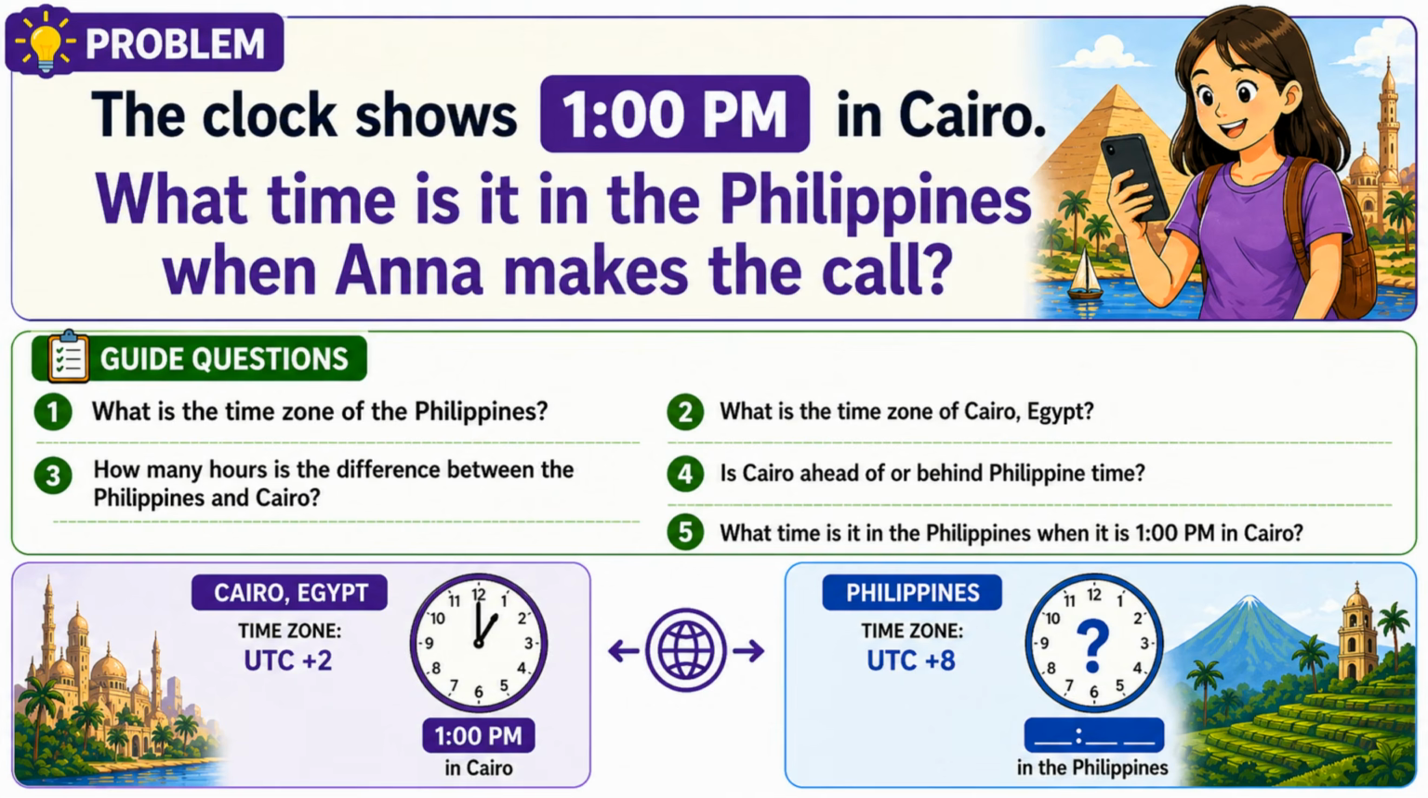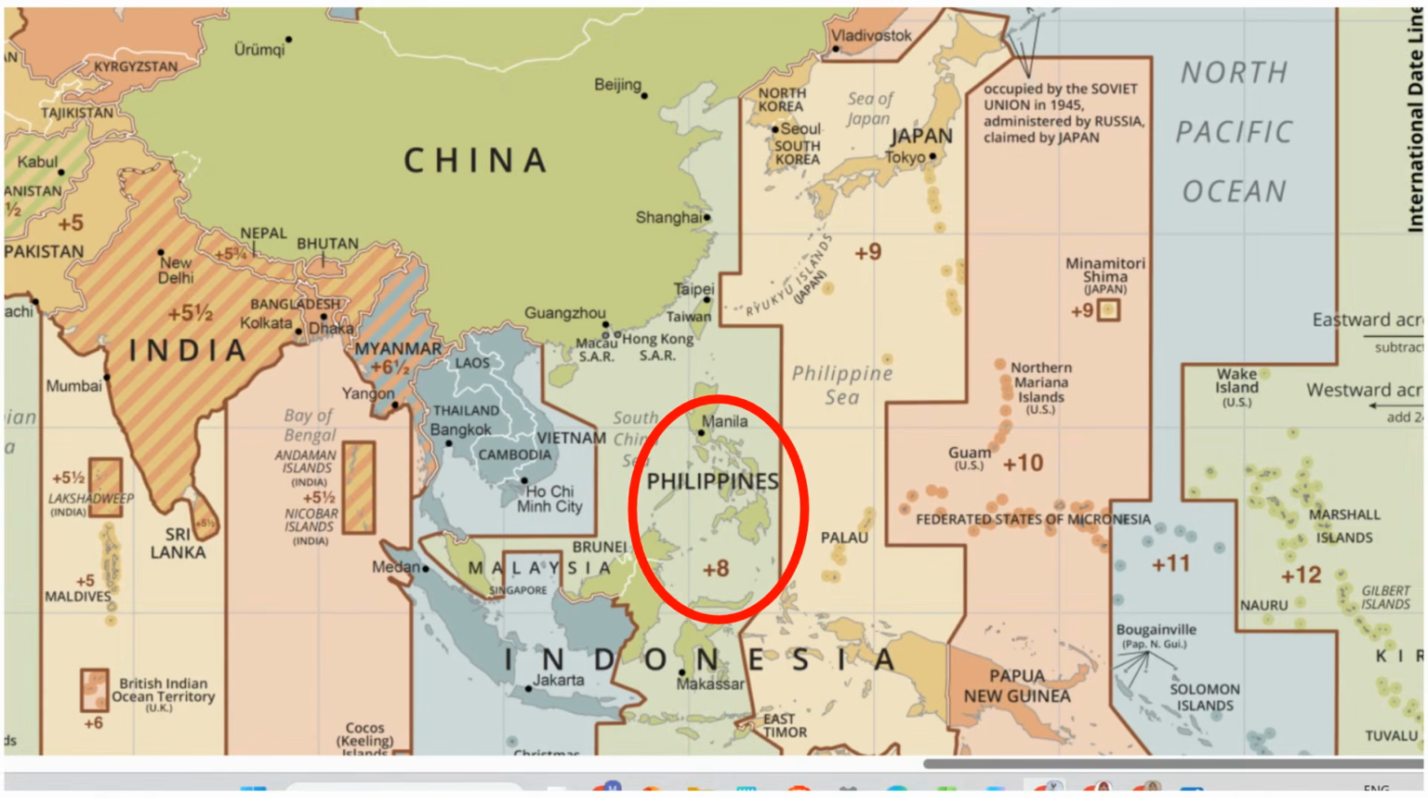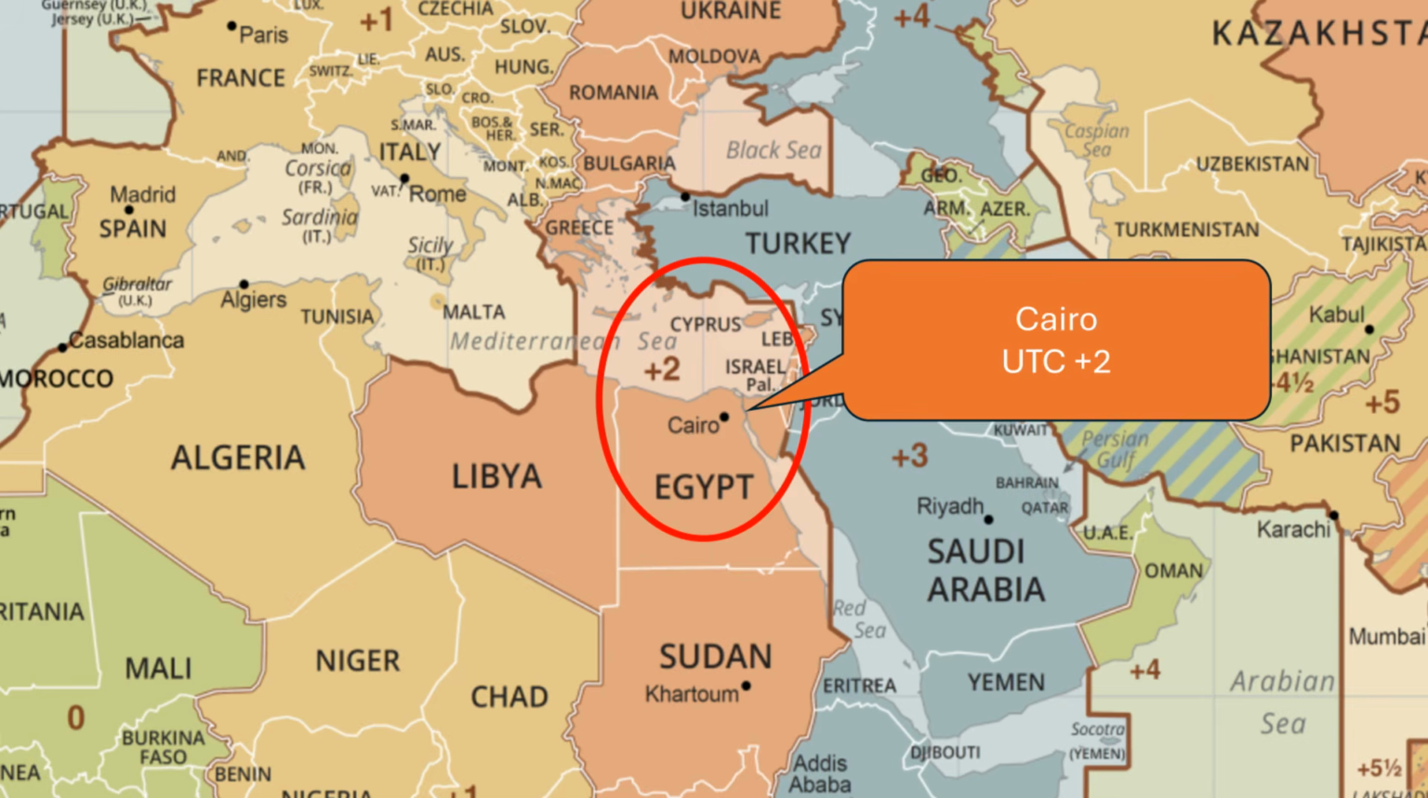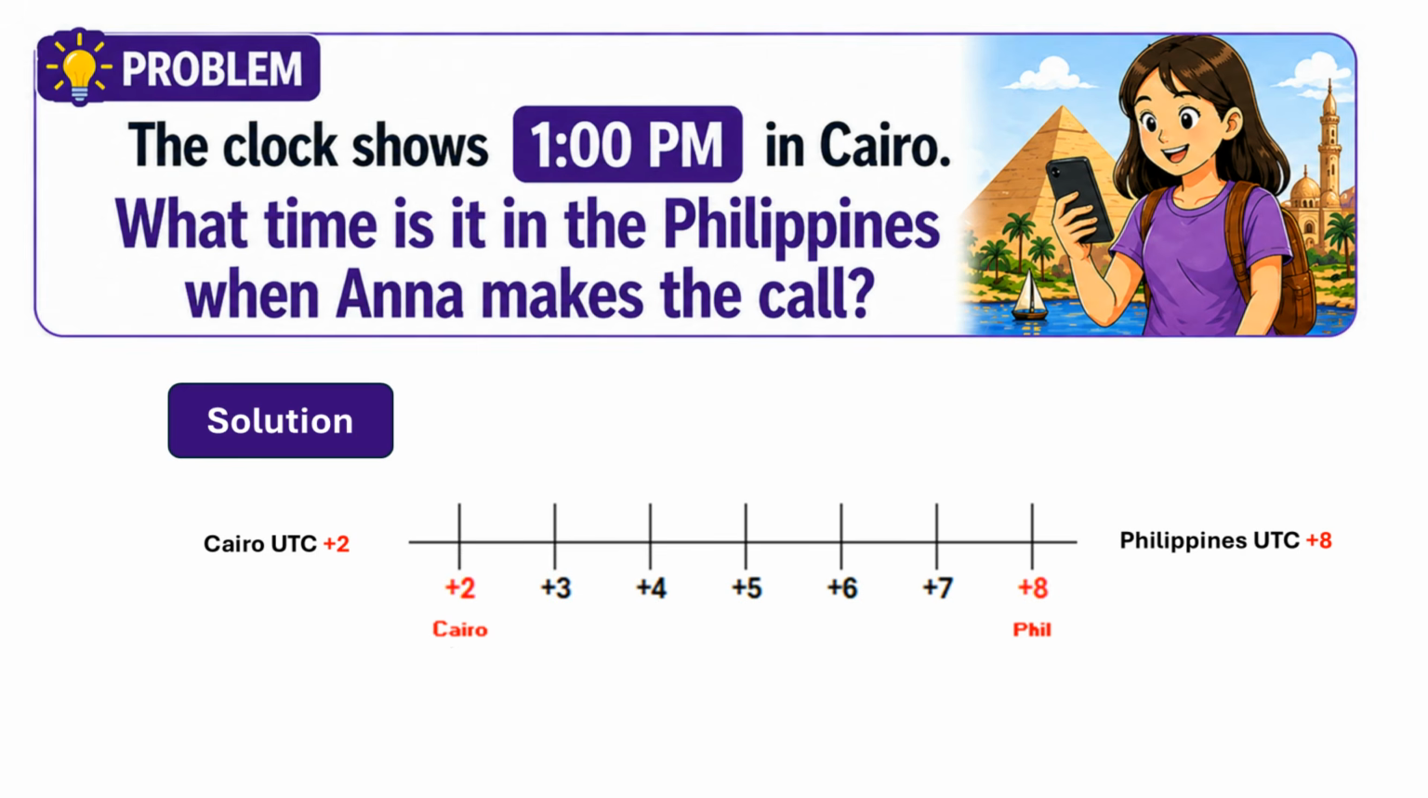Let's solve one more problem together. Anna is calling from Cairo, Egypt. The clock shows 1 p.m. in Cairo. What time is it in the Philippines when Anna makes the call? Let's answer the guide questions. First, what is the time zone of the Philippines? Correct. UTC +8. Next, what is the time zone of Cairo? That's right. UTC +2.